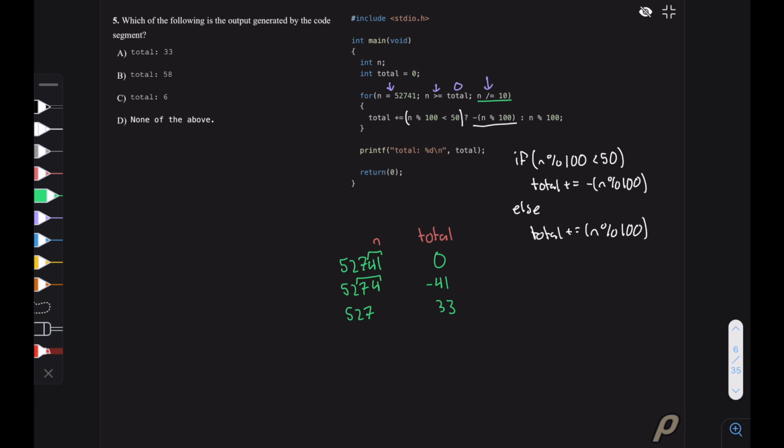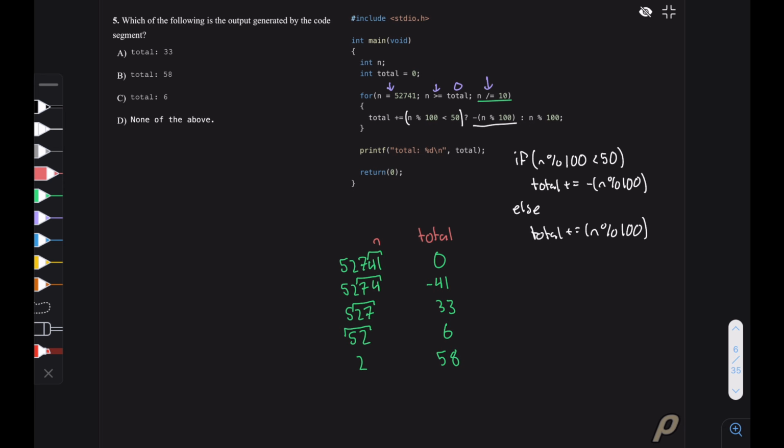527 is still greater than 33, so another iteration here. Our last two digits are this 27. 27 is less than 50, so then we do total plus equals minus 27, which gives our total down to 6. Then we divide by 10 yet again. 52 is still greater than 6, so we will keep going through the loop. So then 52 mod 100 is just itself, it's 52, which is greater than 50, so this time we're going to add the value 52 to this. So that gives us 58, and then we divide by 10, so we're left with 2.